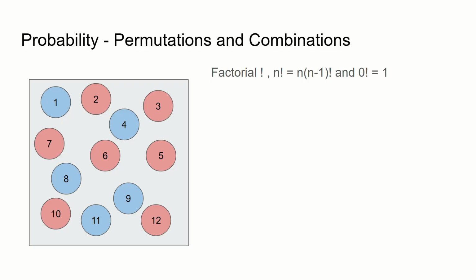So generally, any number factorial will be that number times 1 less, times 1 less, times 1 less, times 1 less, until we get back to 1. And these numbers will grow very, very quickly.